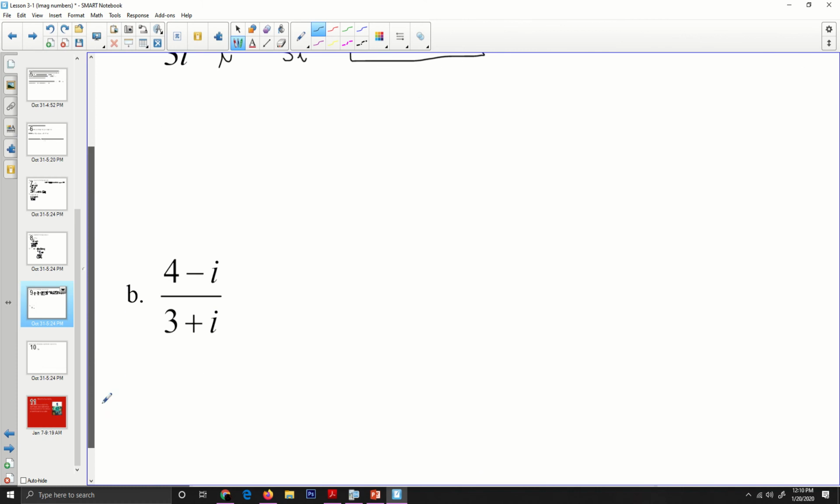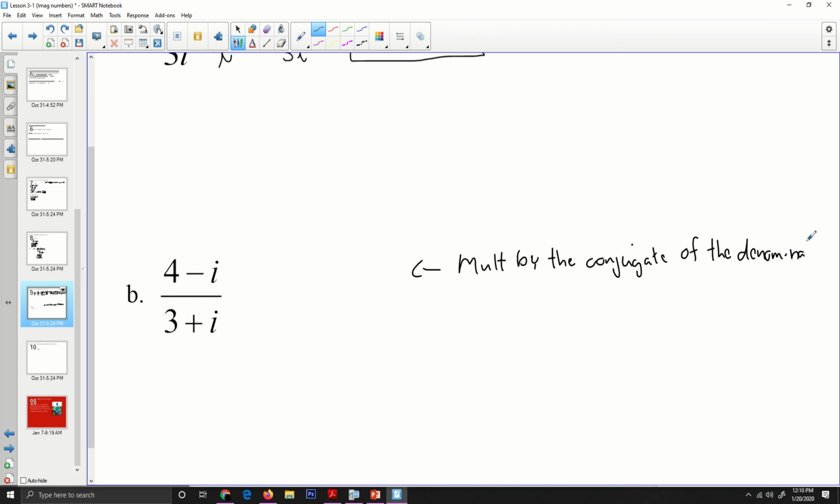All right, so here we're going to multiply by the conjugate of the denominator. And that conjugate will be 3 minus i in the bottom and 3 minus i there. Remember, we're just doing the conjugate. We're only changing the sign between the real part and the imaginary part. That's all. We're not changing both signs.